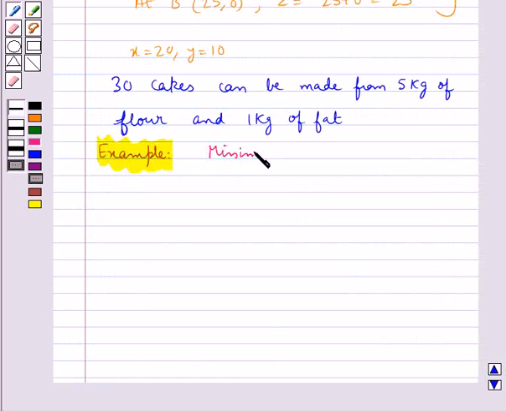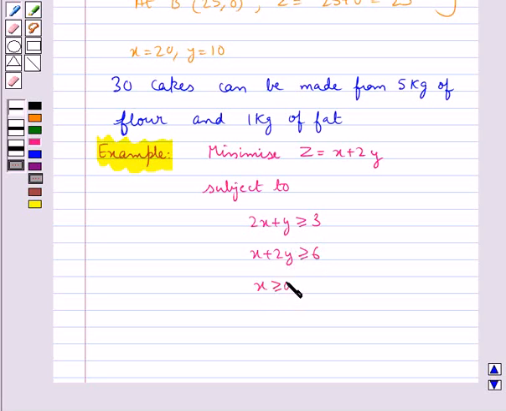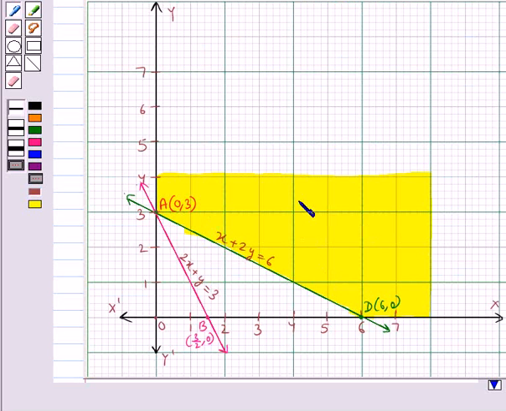Minimize z = x + 2y subject to the constraints 2x + y ≥ 3, x + 2y ≥ 6, x ≥ 0 and y ≥ 0. Now we shall draw the graph and find the feasible region subject to these constraints. This shaded portion is the feasible region for this problem. Now we see that this feasible region is unbounded. These are the corner points of the feasible region, that is the point A and point D.